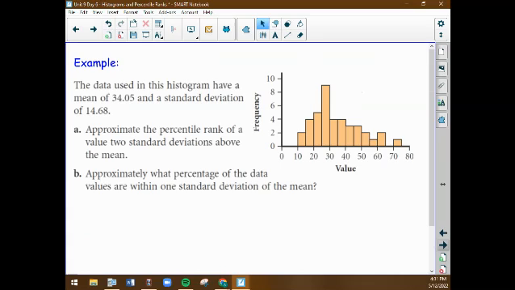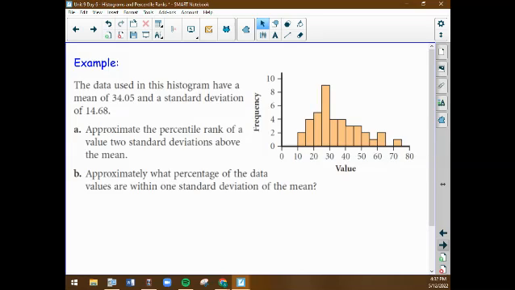So let's pull this all together and do this big problem. The first thing it says is the data used in this histogram has a mean of 34.05 and a standard deviation of 14.68. The first question says to approximate the percentile rank of a value 2 standard deviations above the mean.